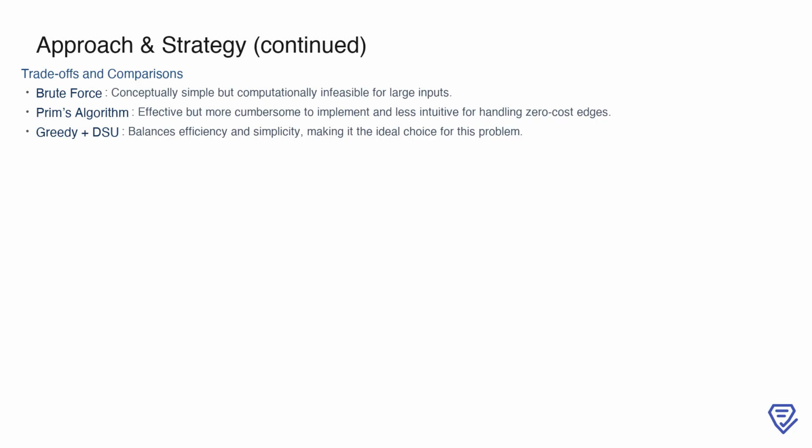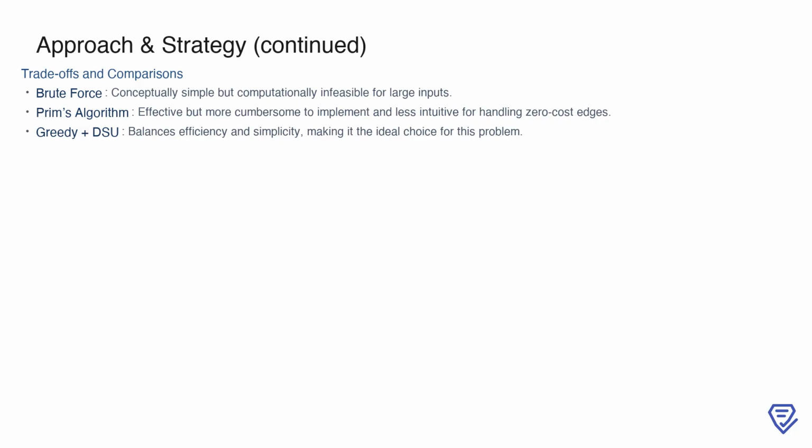Finally, let's compare the trade-offs of the different approaches. The brute force method, while conceptually simple, is computationally infeasible for large graphs due to the exponential growth in subsets and the overhead of checking connectivity. Prim's algorithm is an effective alternative, but it introduces additional complexity when handling zero-cost edges, making it less intuitive to implement in this context. On the other hand, the greedy plus DSU approach offers the best of both worlds.